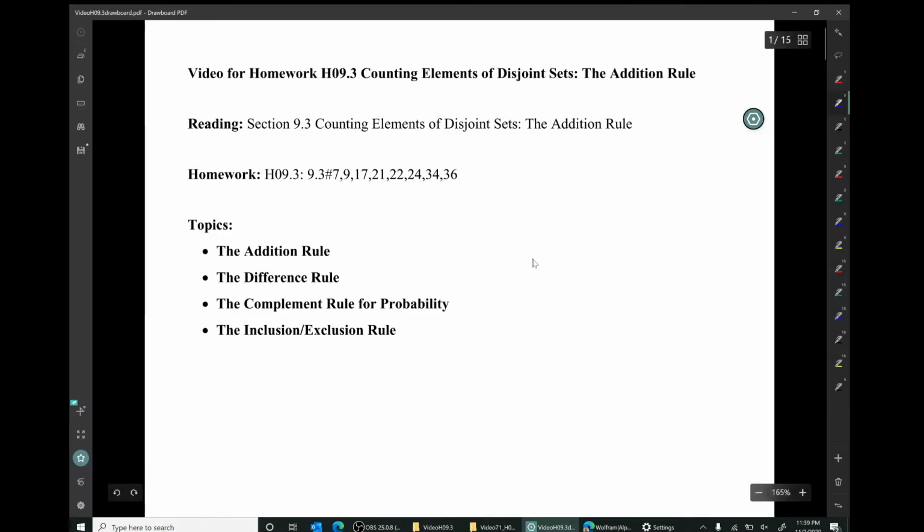This material is from section 9.3 of the book, which is titled Counting Elements of Disjoint Sets with the Addition Rule. The corresponding homework is this collection of problems from section 9.3. And the topics will be the addition rule, but also what's called the difference rule and the complement rule for probability and what's called the inclusion-exclusion rule.